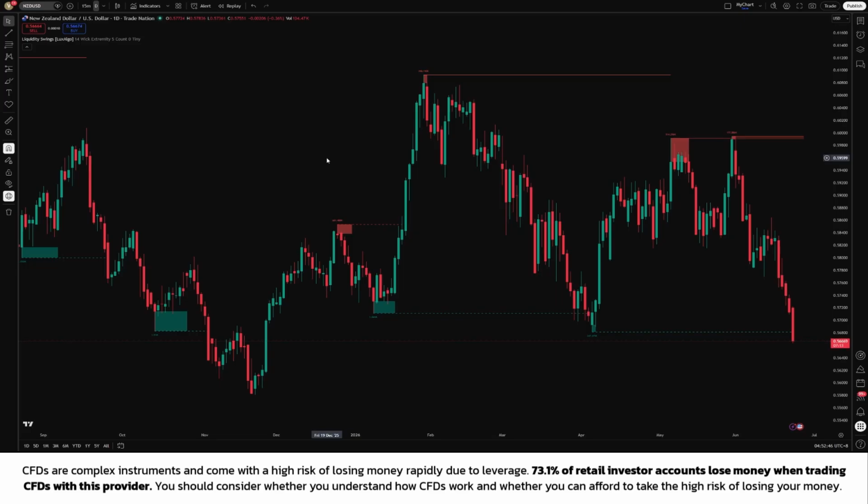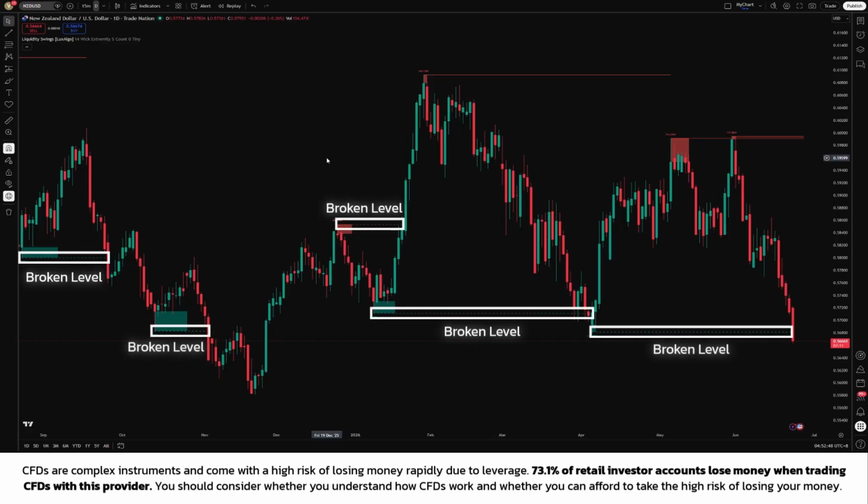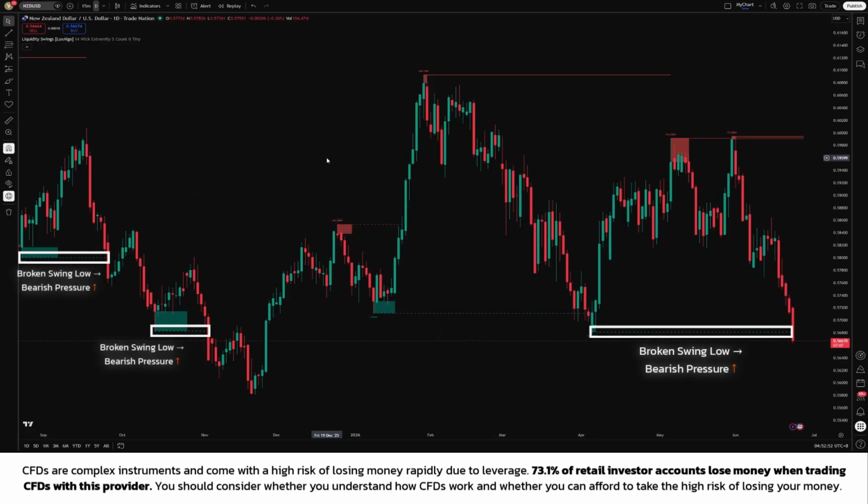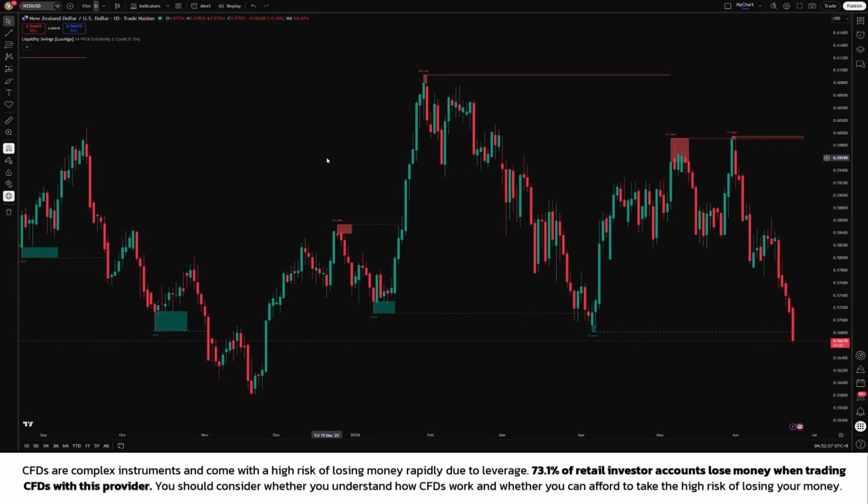Another detail to watch is how broken levels are displayed. When a swing level is crossed, it changes into a dashed line. A broken swing high can suggest bullish pressure, while a broken swing low can suggest bearish pressure. That does not make the break a signal on its own, but it does show that a previously important area has been taken and that the market structure may be changing.